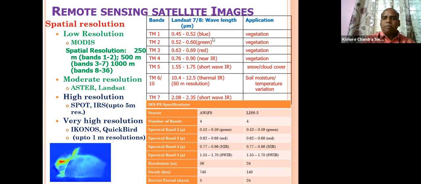Here you can see we have this blue, green, red. We have this visible spectrum, which is used for vegetation, for the green things, and we have near infrared that is for vegetation also, that is used to identify the vegetation area.